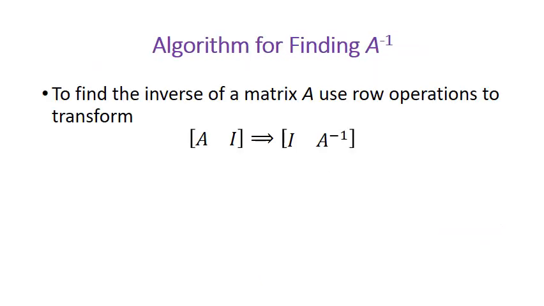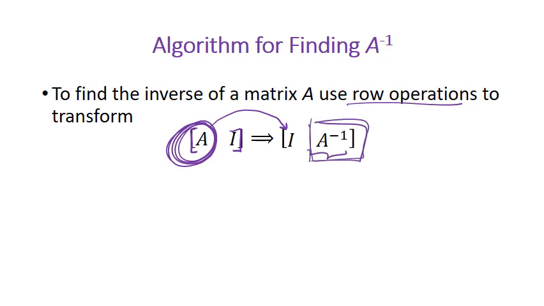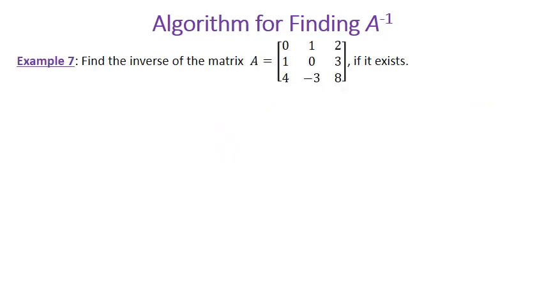If I want to find the inverse of a matrix, I can use my elementary row operations and transform this matrix into this matrix. Okay, so what happens is I take matrix A, I use row operations to make it the identity matrix, and this will end up turning into its inverse. It's actually quite neat how it works. So let's take a look.